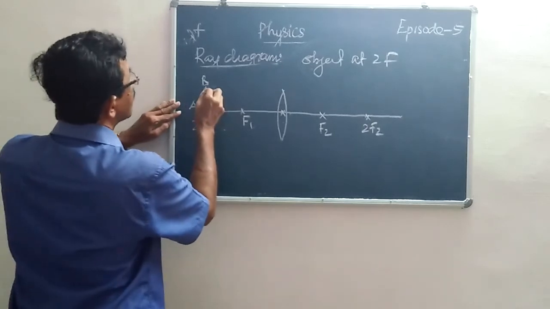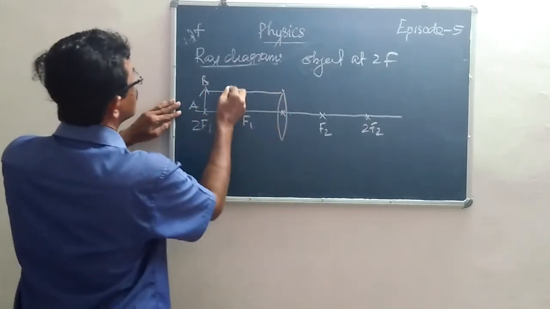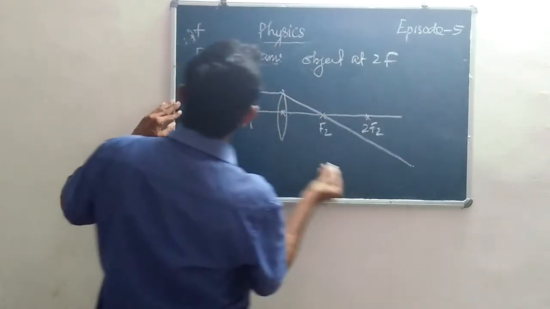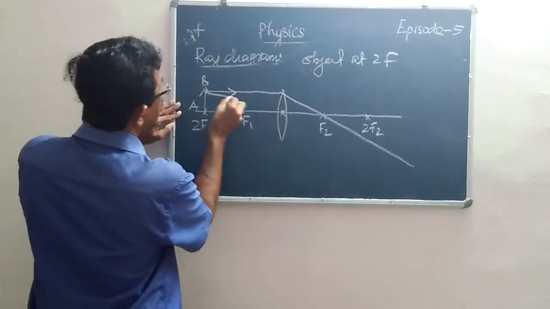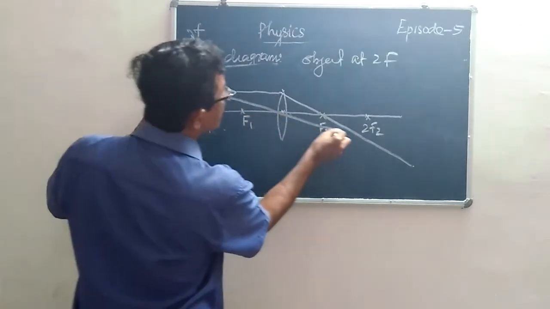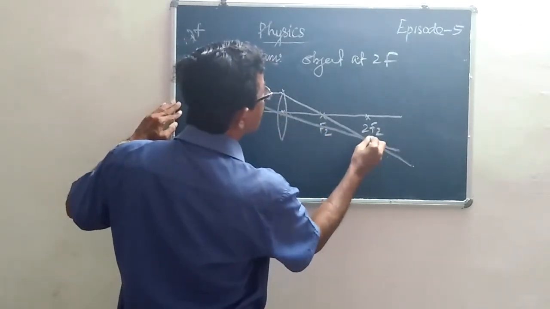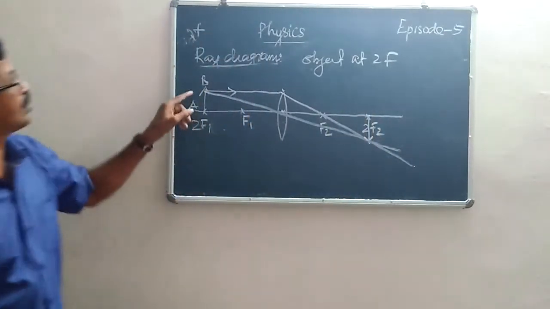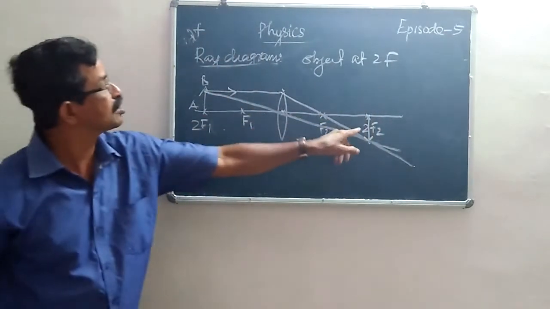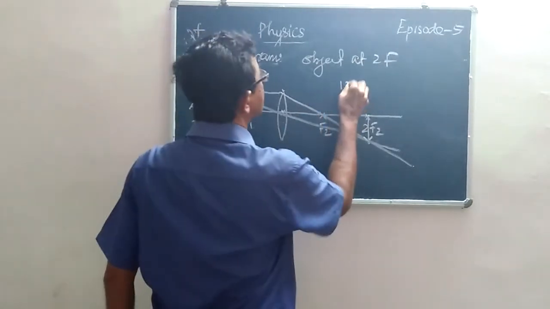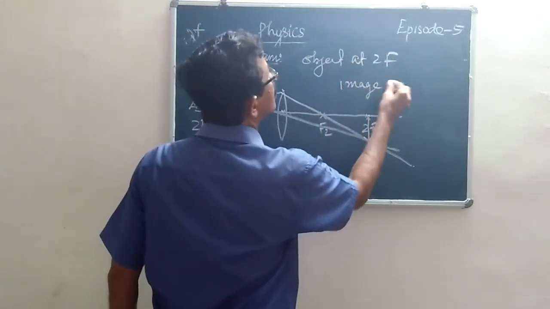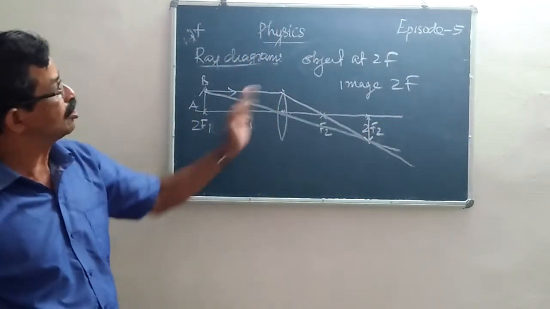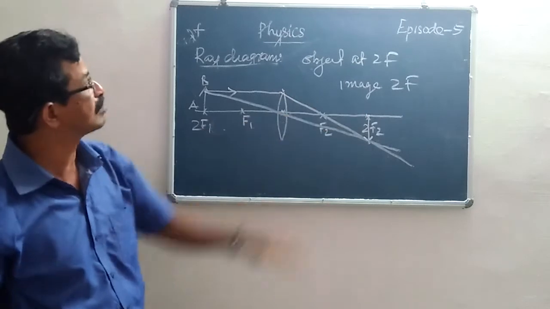See, a ray parallel to the principal axis passes through the focus. And another one is passing through the optic center like this. These two meet here at 2F itself. See, object at 2F, image also at 2F on the other side of the lens.